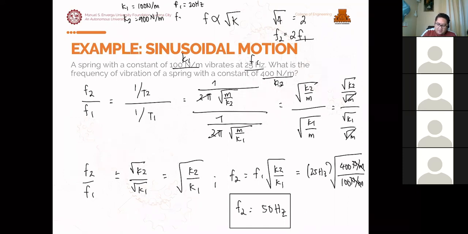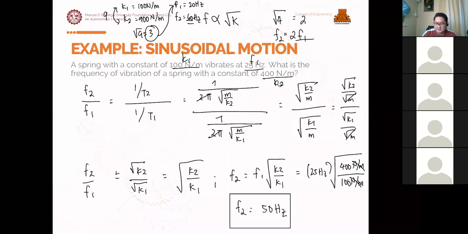So, si F2, makukuha mo kapag kinuha mo yung multiple niya, is 9 times siya, no? So, square root of 9 is equals to 3. Tapos, yung 3 na nakuha mong value, multiply mo dun sa F1 mo. So, magiging value ng F2 mo is 60 Hertz.